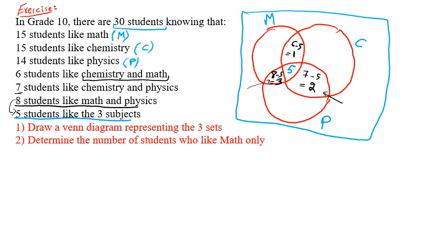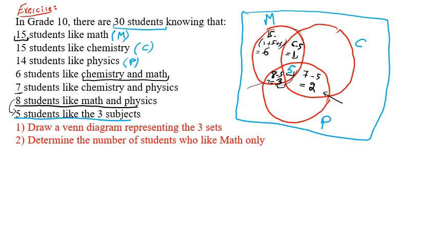Now, in the same way, we will go to each subject alone. To start with math, we have 15 students. This set is all of the math here. It already contains 1, contains 5, and contains 3. So the total is 15. We should subtract from 15 the 1, 5, and 3. So 15 minus 9 will be 6.